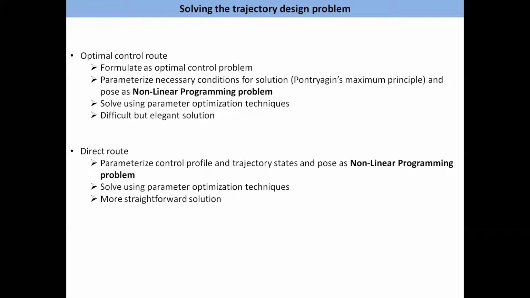Okay, now solving the trajectory design problem. There are two routes to solve the trajectory design problem. One is the optimal control route, where you formulate the problem as an optimal control problem, after which you parameterize the necessary conditions for solution, which is basically Pontryagin's maximum principle, and pose it as a nonlinear programming problem. And you can solve this nonlinear programming problem using parameter optimization techniques.